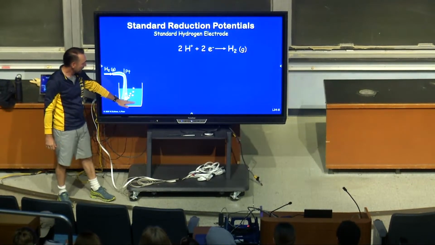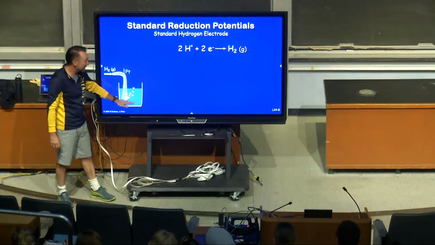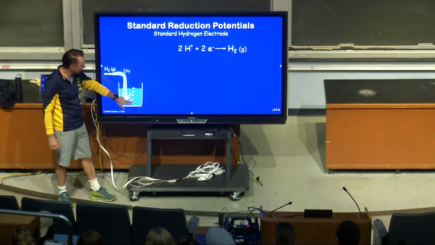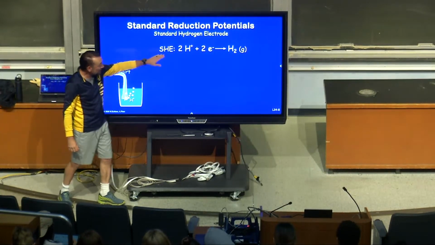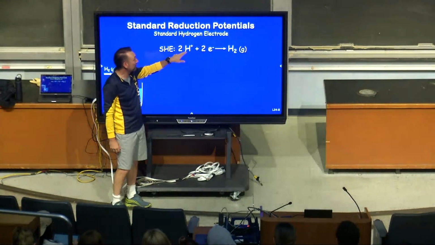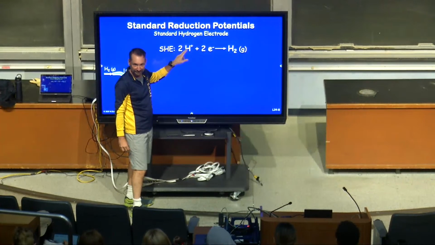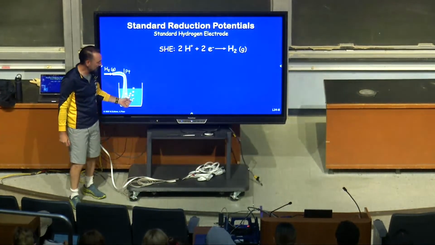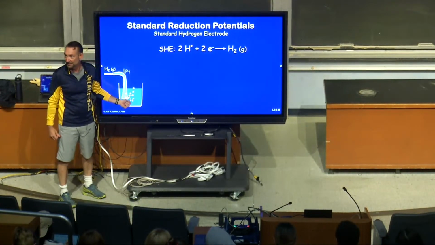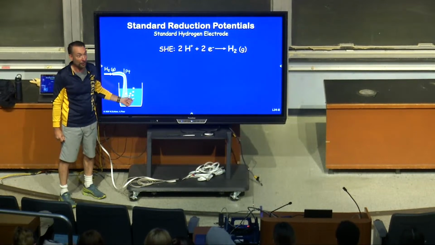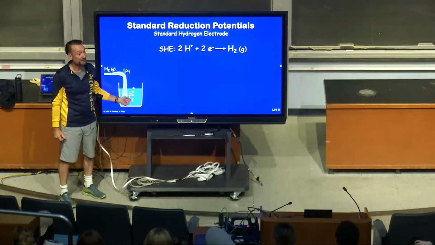It gets acidic. If I made this the standard hydrogen electrode, you probably guess that I better make this in the standard state, right? So what's the standard state? What's the concentration of H+? 1 molar.